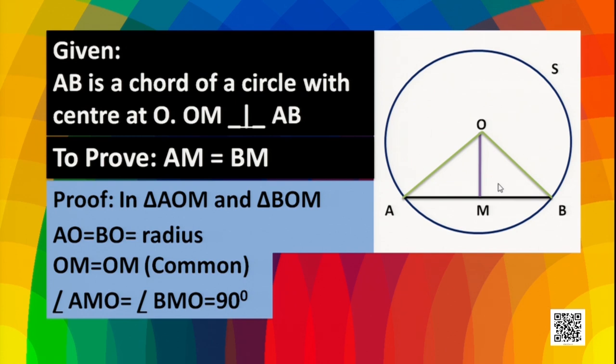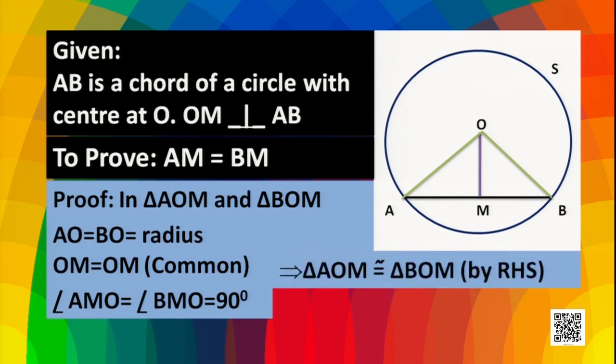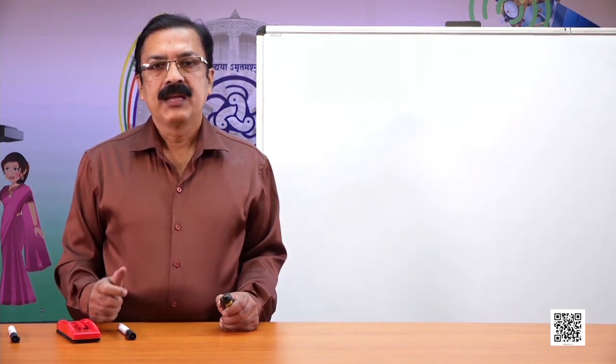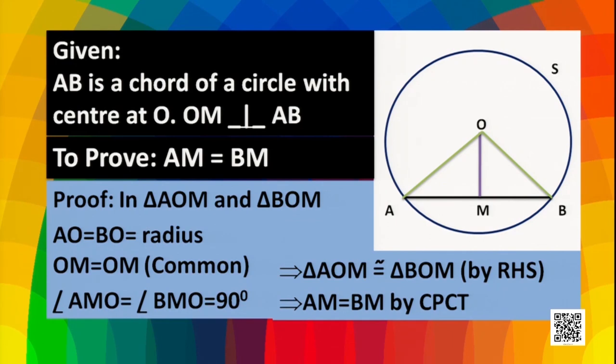So we can prove that triangle AOM is congruent to triangle BOM by right angle, hypotenuse and side congruency. As two triangles are congruent, their corresponding parts are also equal. So what are they? AM is equal to BM by corresponding parts of congruent triangles are equal. This is the proof of this theorem; in this case, chord AB is bisected by the perpendicular drawn from the center.